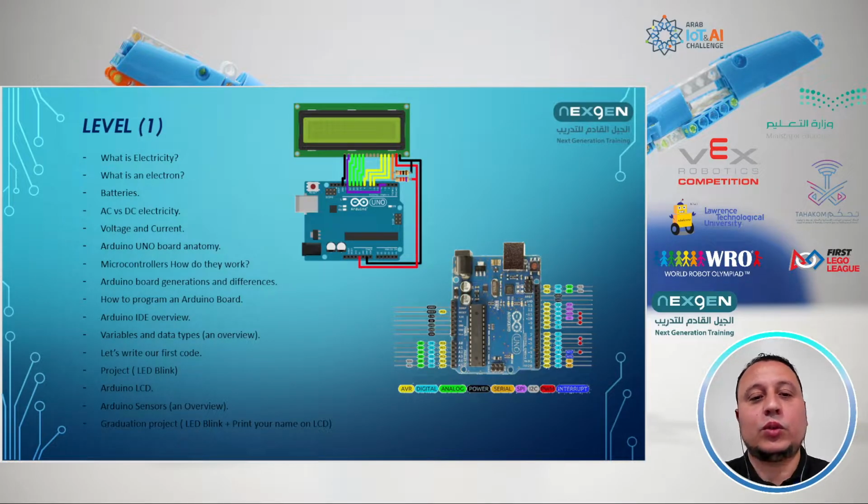Then we move to talk about batteries as power sources, and then the two kinds of electricity, AC versus DC electricity, what is the difference between them. And of course we're gonna talk about rectification circuits in short and in a very simple way. Voltage and current, what is the difference between voltage and what is current, electrical current.